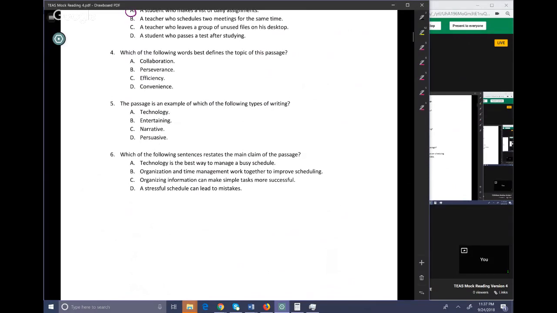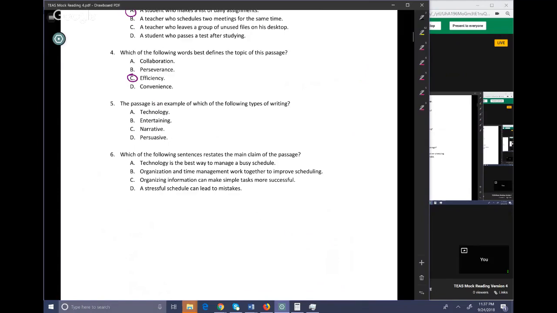Which of the following words best defines the topic of this passage? So now they want you to do the topic in one word. Of the words you're being given here, it would be efficiency. Efficiency is not the word you wrote when you wrote your topic. But of the ones that you're given here, this is certainly the closest to what the topic is.